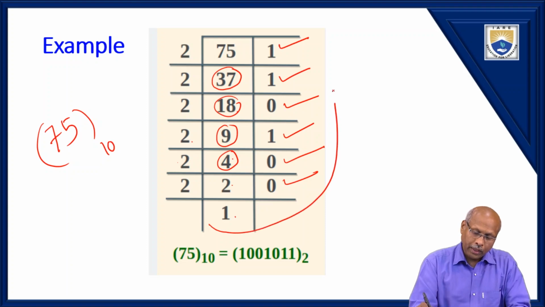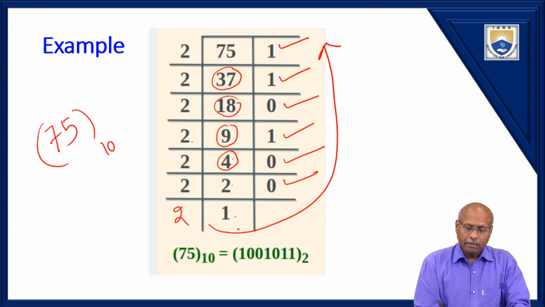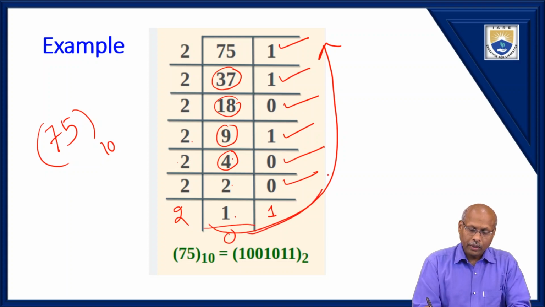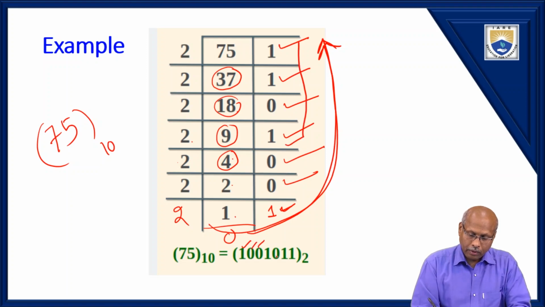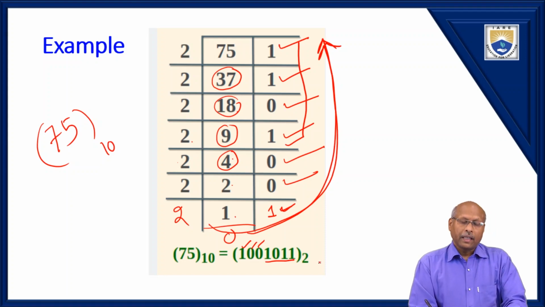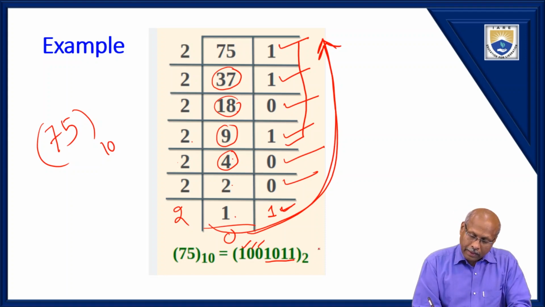So now you go in the reverse order. Of course, if you want, you can divide it once more: dividing 1 by 2 gives 0, and the remainder is 1. So you can go in the reverse order. These values will be stored in the array. If you go in the reverse order, 1 first, then 0 0, then 1 0 1 1, that is 1 0 0 1 0 1 1. So this is my binary number.